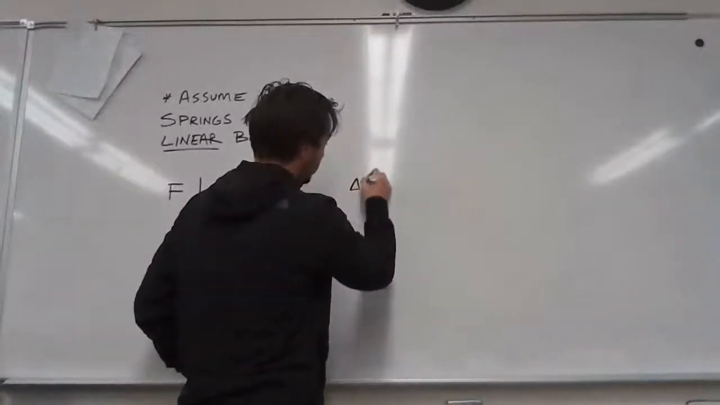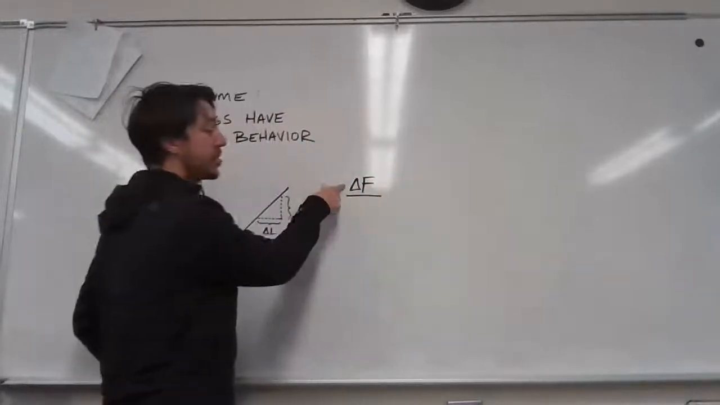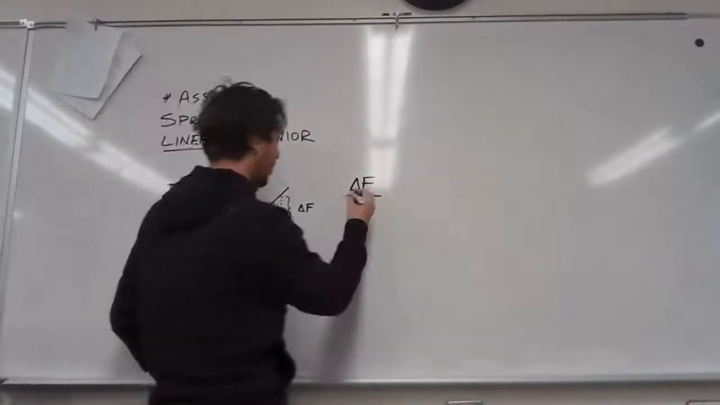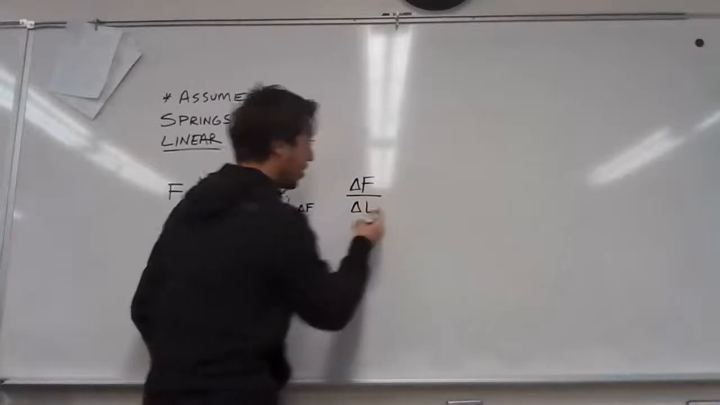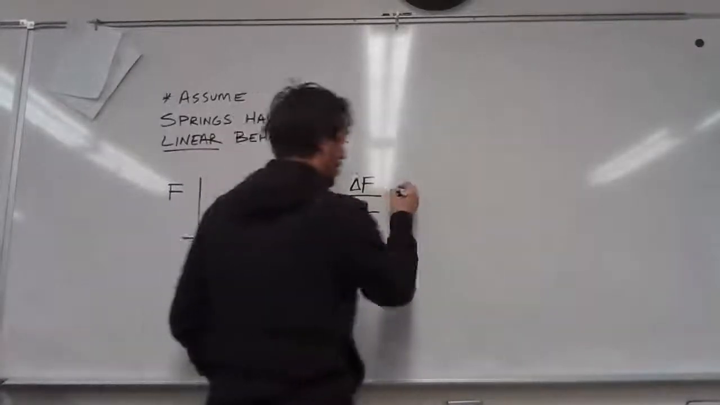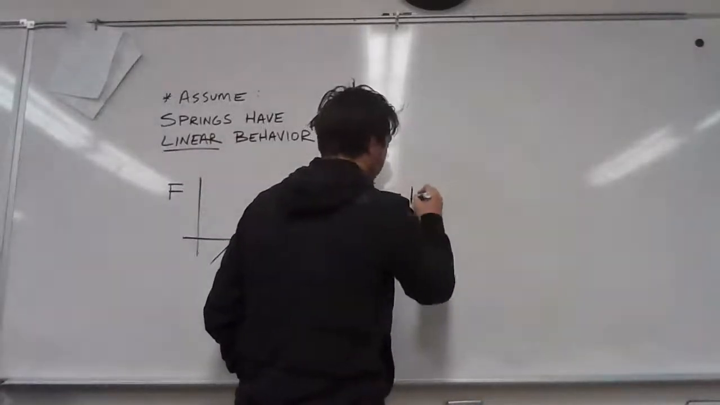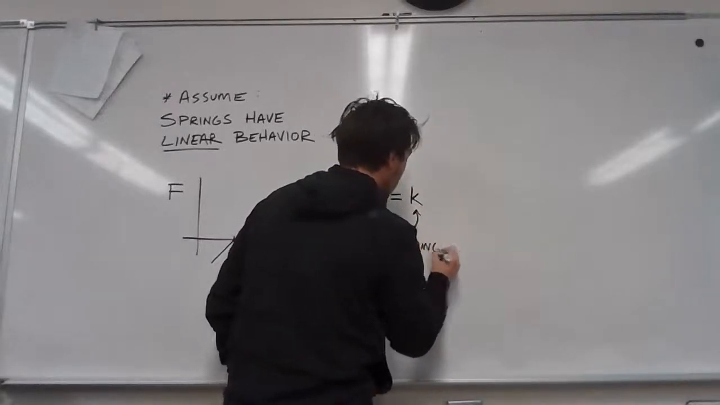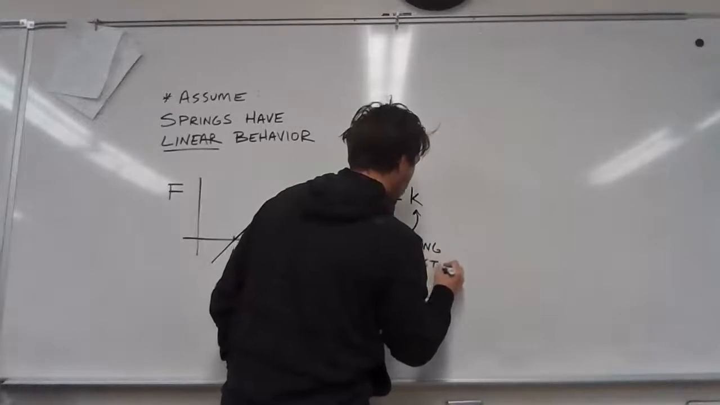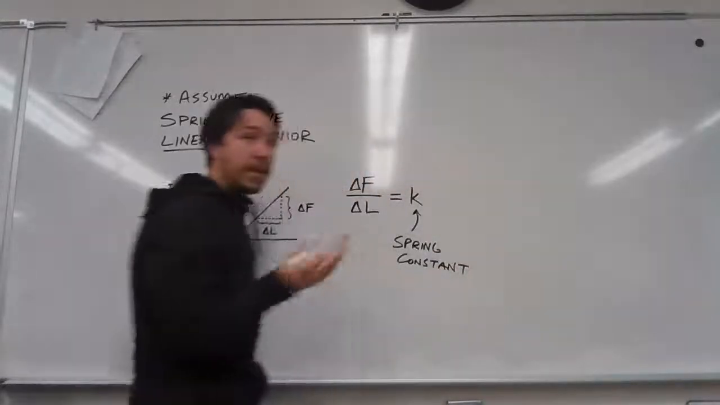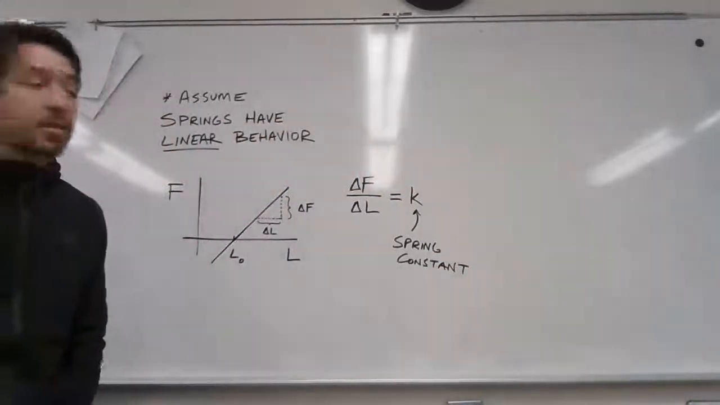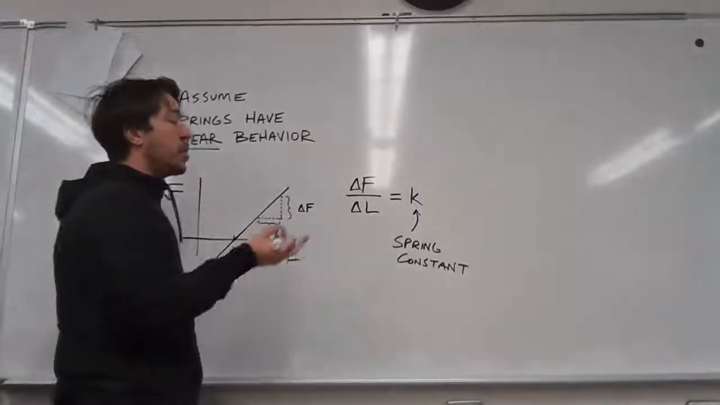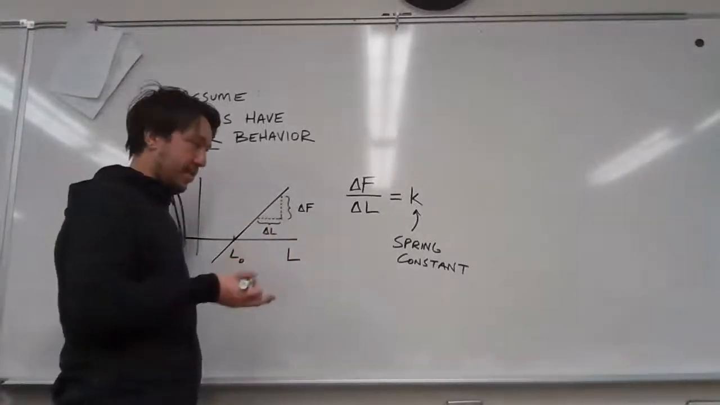Okay, so what do we call that? The change in force, that ratio of how much extra force you get for every additional length change. That's called K. That's called the spring constant. So every spring has a spring constant that tells you how strong the spring is. What do you think are the units of a spring constant?